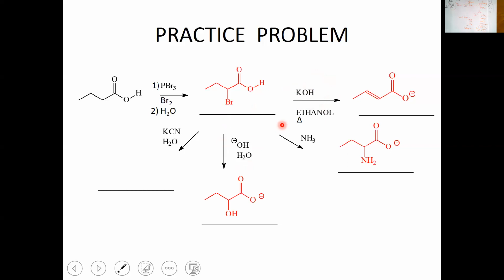AHA, have you ever heard of them in dietary stuff? Alpha hydroxy acids. Cosmetics. Check it out. And this last one over here, cyanide and water, substitution, SN2. Cyanide's real good at SN2. There's our alpha cyano acid. All of those are carboxylates because all of those are under basic conditions. We've been at this long enough. Let's call this one done.